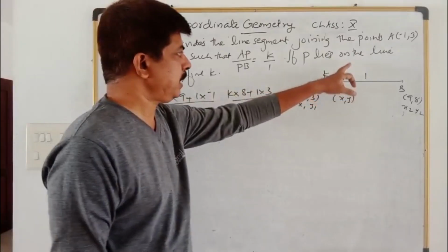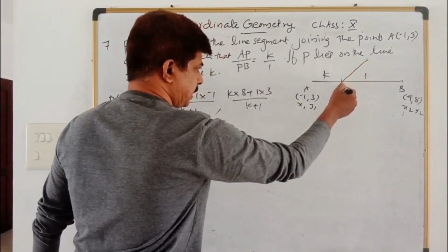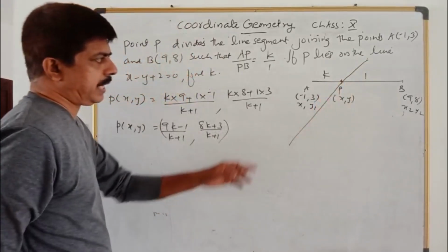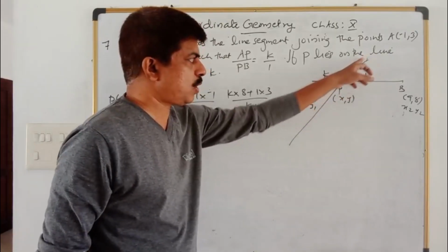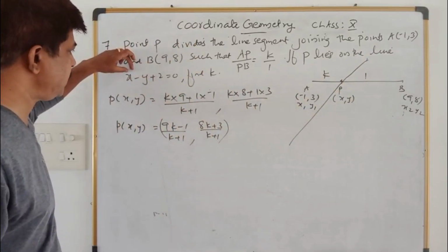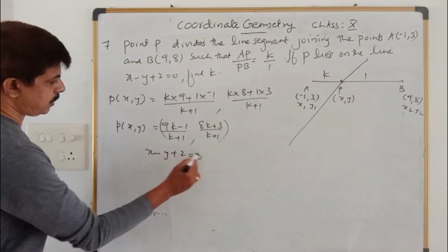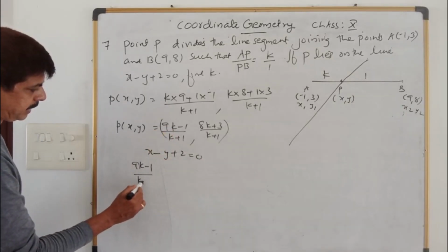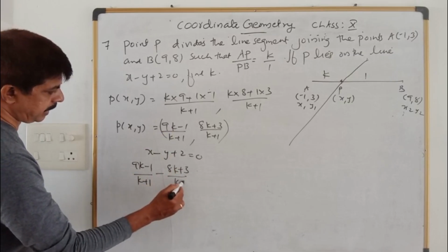But according to the question, P lies on the line. There is a line passing through the point P, so this is the common point on the line and AB. So x and y will be substituted by these. In x minus y plus 2 equals 0, we put (9k minus 1) by (k plus 1) minus (8k plus 3) by (k plus 1).